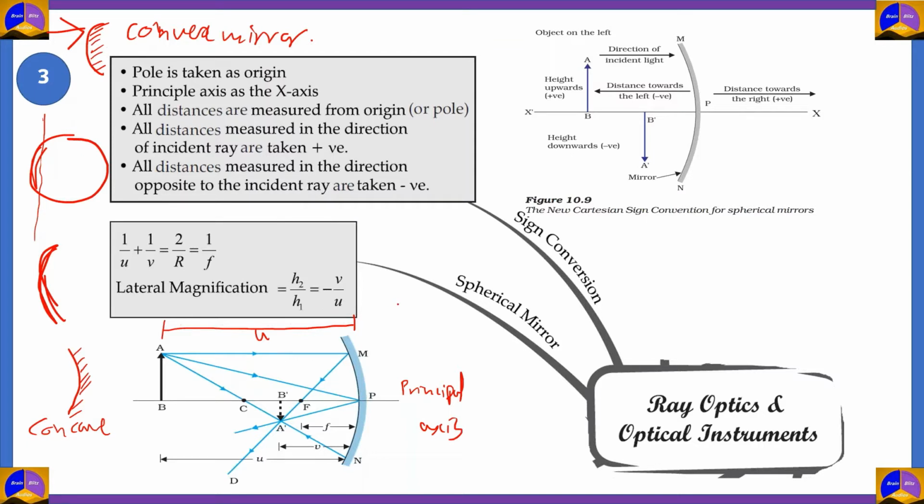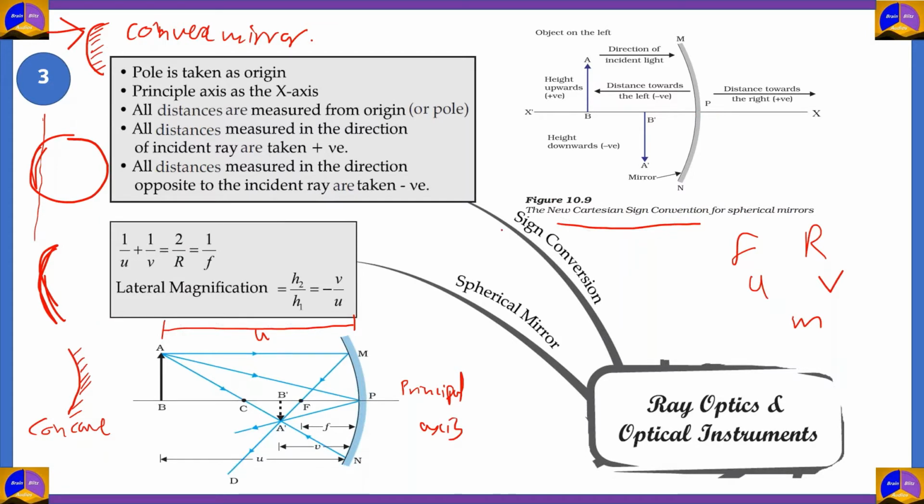Now, this year, what we're going to be studying is how to find out the focal length of a mirror, the radius of curvature of a mirror, the object distance u, the image distance v, and we'll also be learning about magnification. So in order to measure all these quantities, we need to follow some sign conventions. The sign convention that we'll be using in this chapter is called the new Cartesian sign convention. In this, we take the pole as the origin. This is similar to a Cartesian plane, except that the pole now becomes the origin.